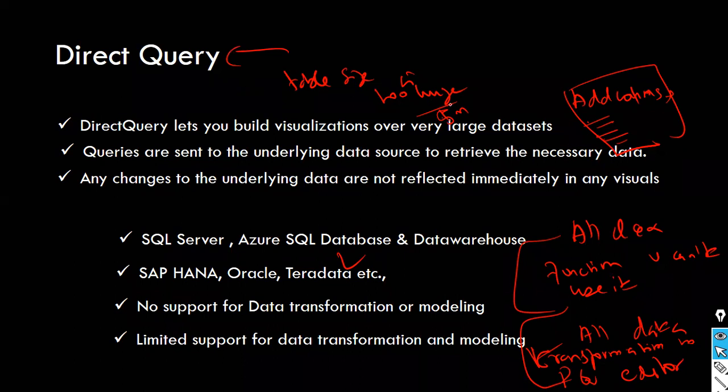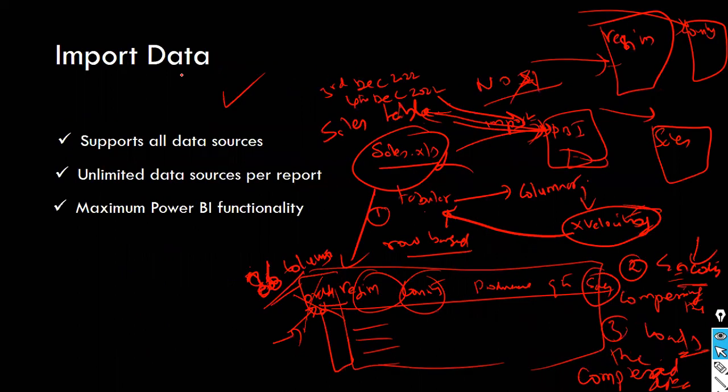And they will ask you, what do you mean by too huge? Anything above 5 million, or a very huge one. In that case, we simply use the direct connectivity mode. Anything less than 5 million, then we go for import data mode.